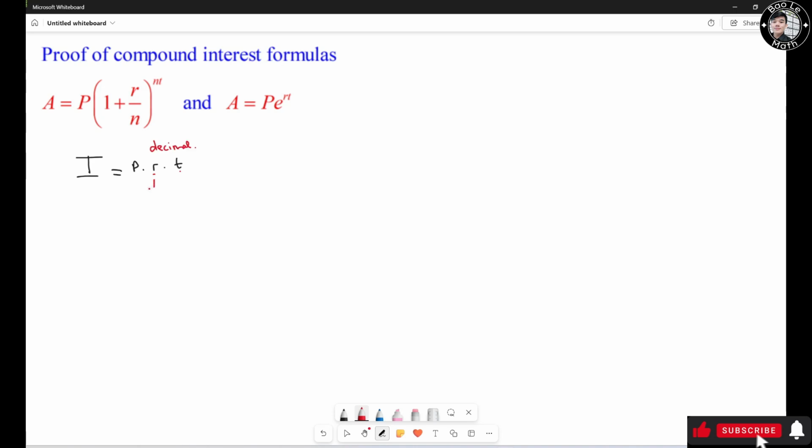What if the interest rate right here is compounded n times per year? For example, half year, quarterly, monthly, daily, or something like that, right? So the time of each compounding period is 1 over n years. Alright, so we just rewrite this formula as I equals P times R times 1 over n, right?